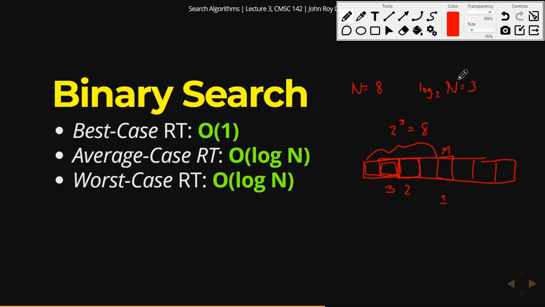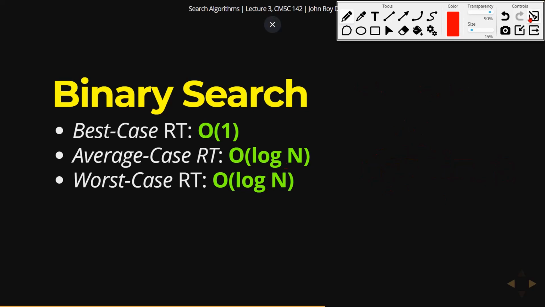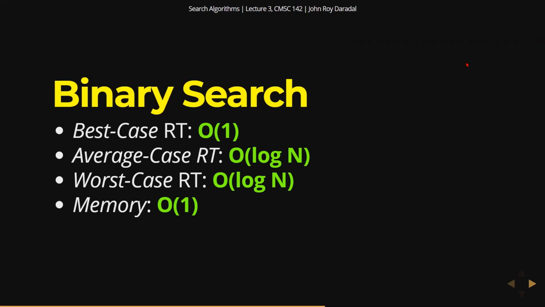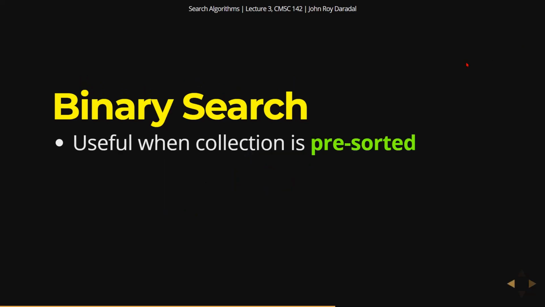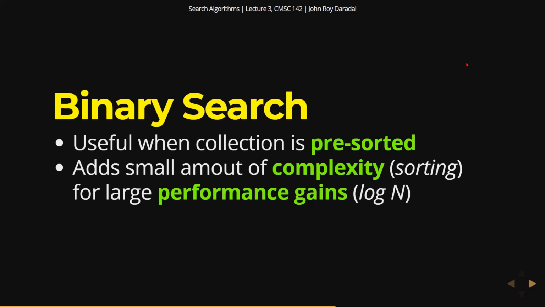And the worst case is also log of n base 2, because the worst case is if you've already done everything, but then it's not found, right? And you also don't take any extra memory because you're not saving anything anyway, so O of 1 memory. So that's binary search. And binary search is useful when the collection is already pre-sorted. So you add a small amount of complexity, which is sorting, for large performance gains, which is log of n.